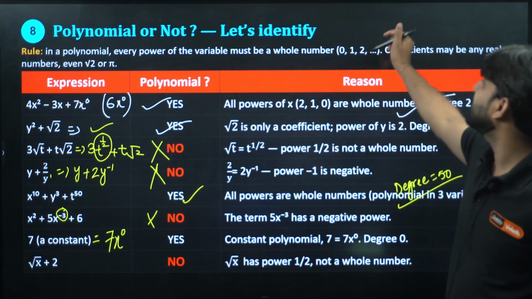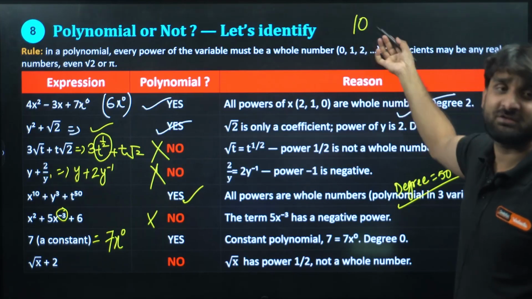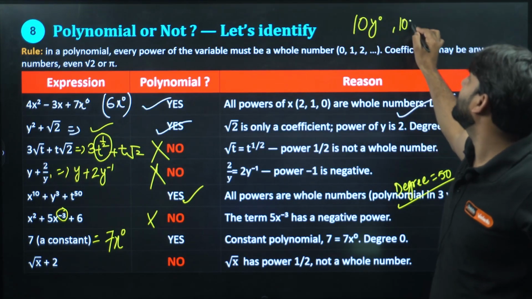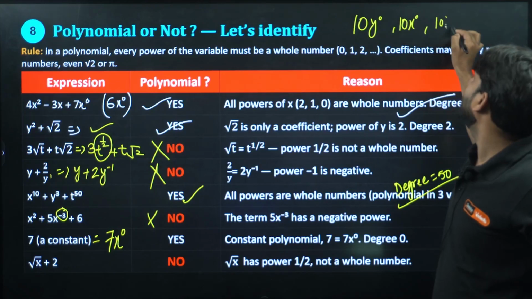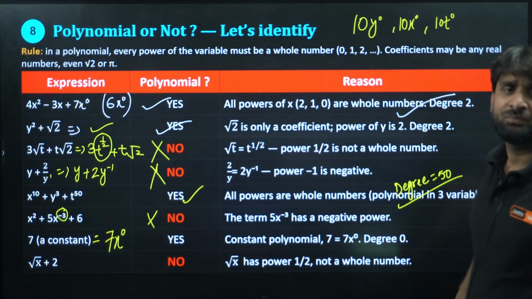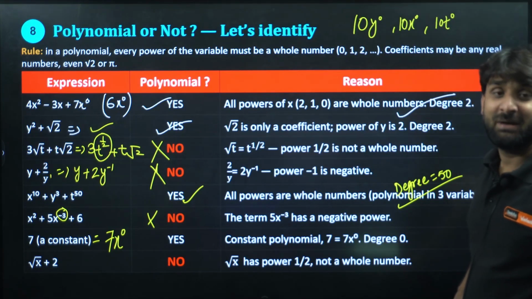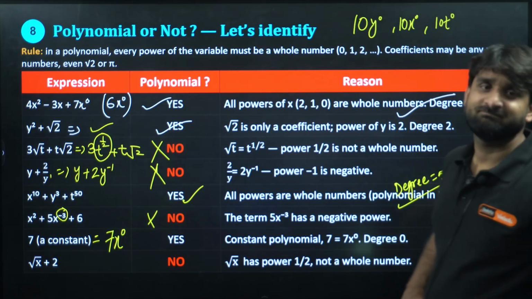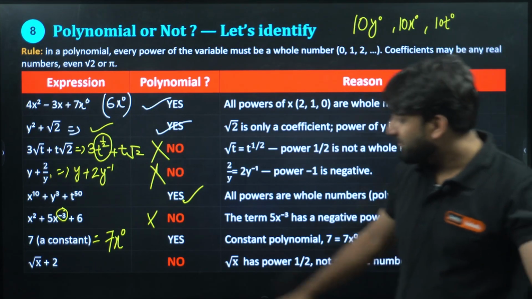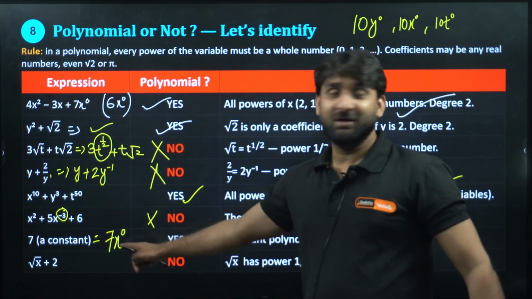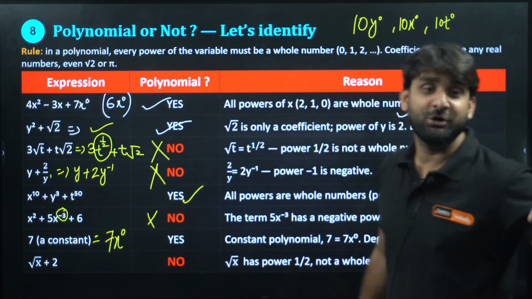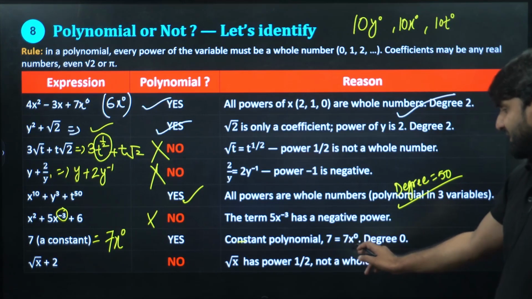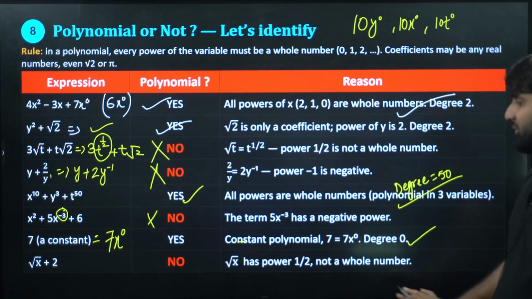If any number is alone, for example 10, we can write 10y to power 0, 10x to power 0, 10t to power 0. Yes, my dear champion, you can write that. There is a variable, but the exponent of the variable would be 0. I hope this is clear to you, but this is a polynomial. A pure constant number is also a polynomial. Yes, a constant term polynomial. 7 is equal to 7x to power 0 and the degree will be 0. I hope this is clear.